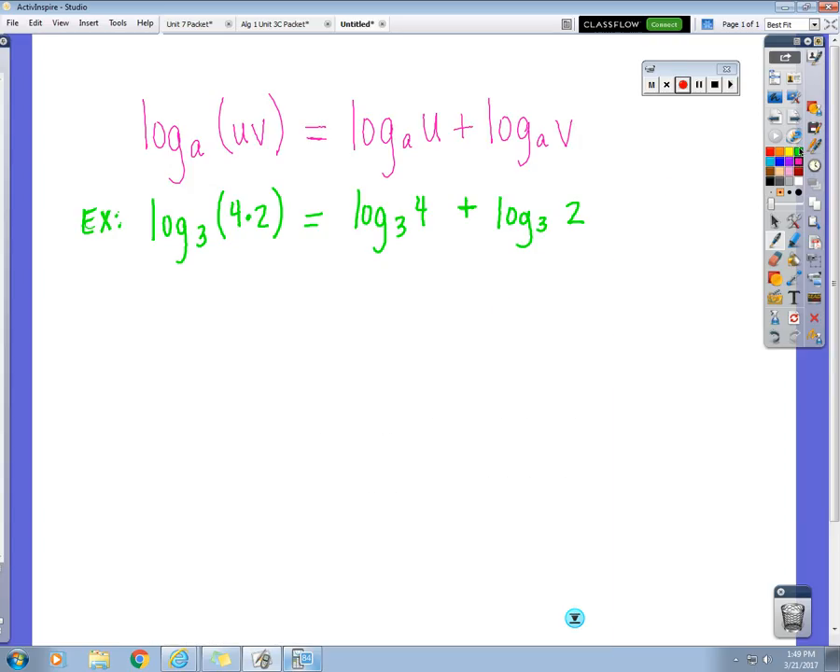Now, of course, we're going to talk about the quotient property of logarithms. If you have log base A of u divided by v, that's condensed form. So if you're asked to expand it, it'll be log base A of u. And then what sign do you think I'm going to use?